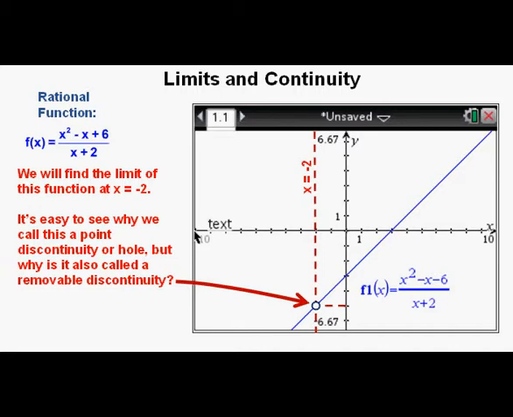It's called a removable discontinuity because if we factor the quadratic trinomial in the numerator, we get f of x equals quantity x minus 3 times quantity x plus 2 over x plus 2.